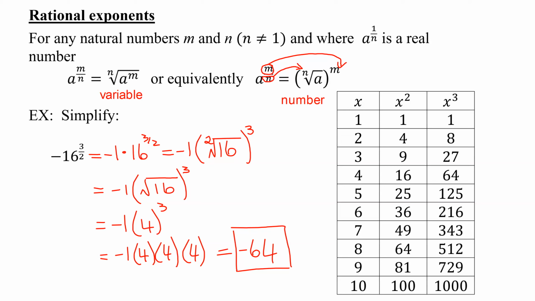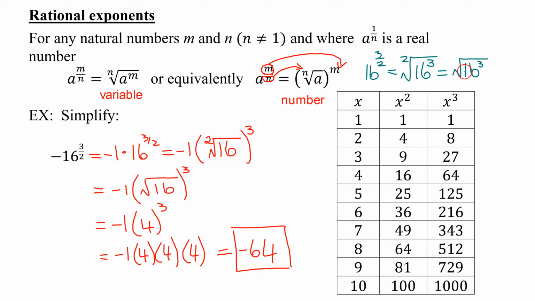I just wanted to point out what would have happened if I had written 16 to the 3/2 power this way. So if I have 16 to the 3/2 power, and I use this method here, I'm going to have 16 underneath my radical sign. The denominator is the index. 3 is the power to which I raise the 16 before I take the square root. So this would require me to take the square root of 16 cubed.